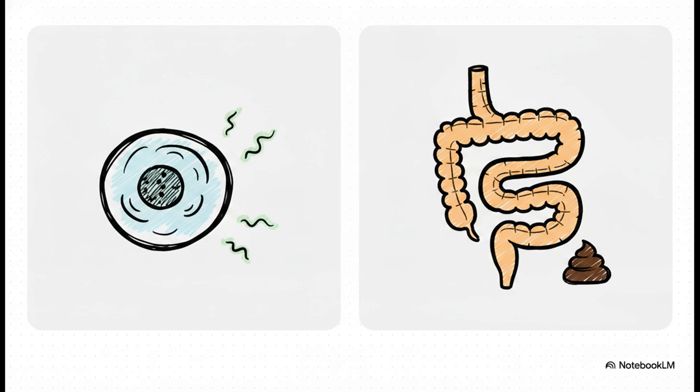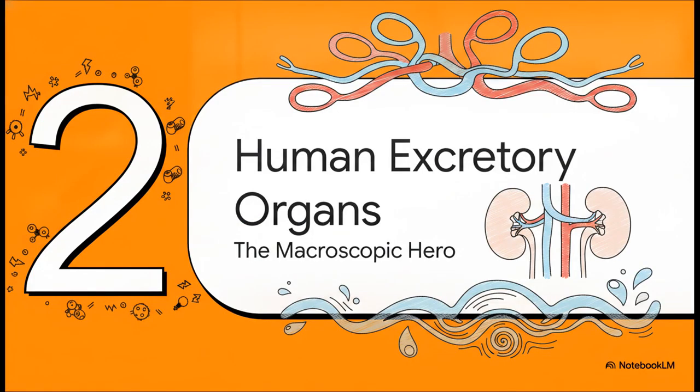Egestion is just the removal of undigested food waste, feces, from the alimentary canal. It's simply the stuff your body couldn't absorb. Excretion, on the other hand, is the removal of the chemical, cellular waste that was produced inside your body's cells. Basically, egestion is a digestive process, while excretion is a cellular waste removal process. Huge difference. All right, moving to section 2, human excretory organs, the macroscopic heroes of our story.